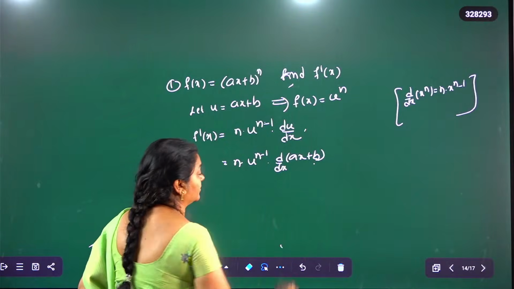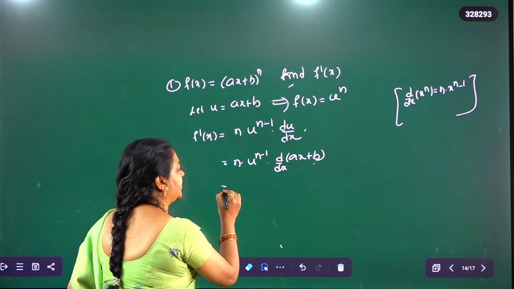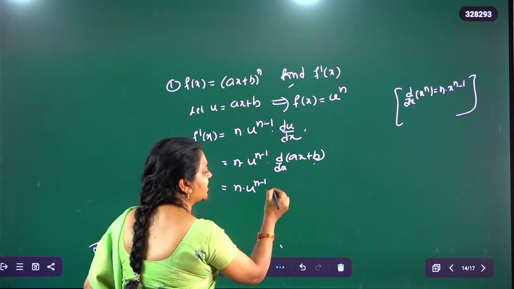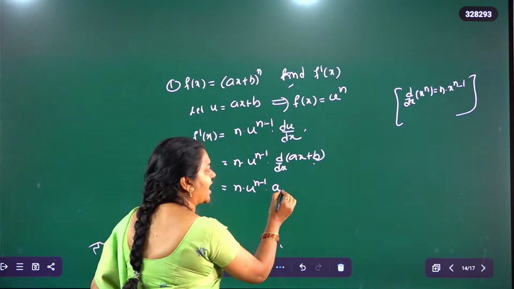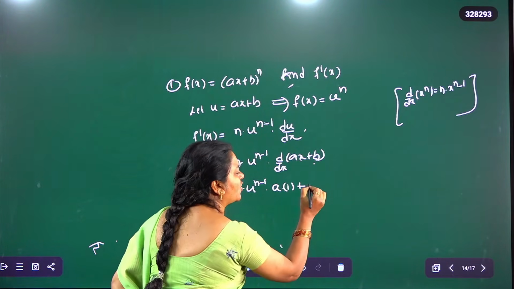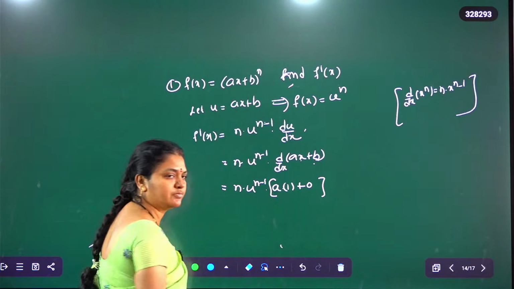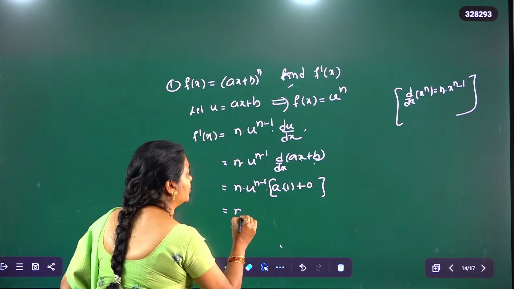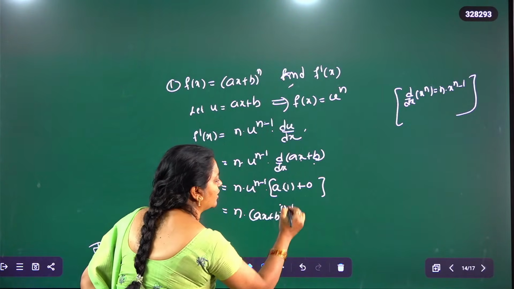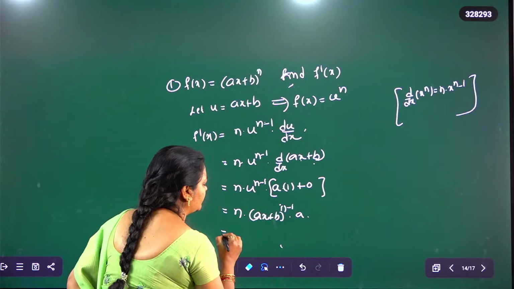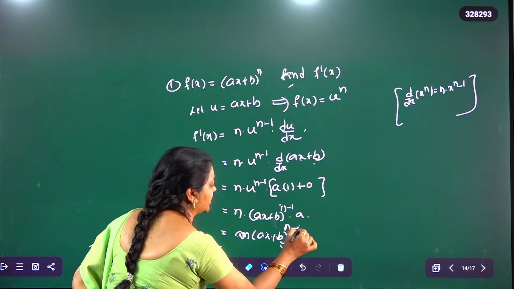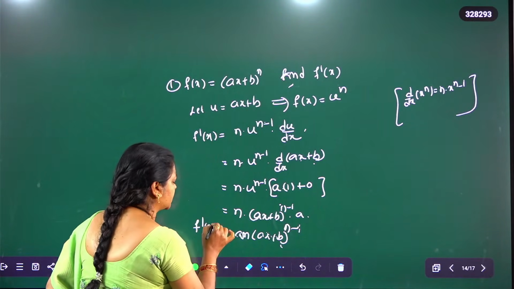So here n into u power n minus 1, d by dx of ax plus b. Here a is constant, that's why a, and the derivative of x will become 1, plus the derivative of a constant will become 0. So here n into what is u? U means ax plus b whole power n minus 1. By doing this you will get a. Simply a n into ax plus b whole power n minus 1. This is our f dash x.